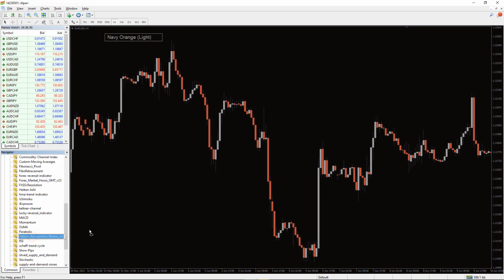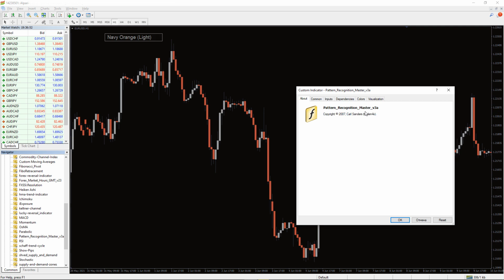To run the indicator, simply drag the Pattern Recognition Master indicator from the indicator list to your MT4 chart. And please don't forget to click on the allow DLL imports in the settings window.